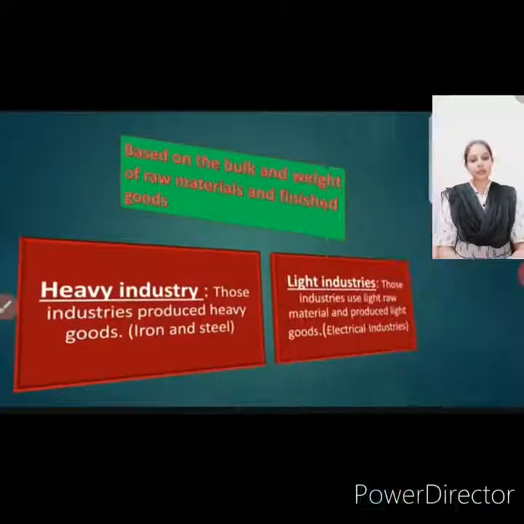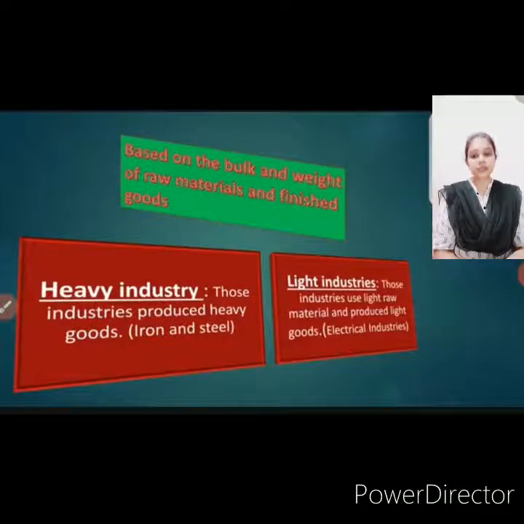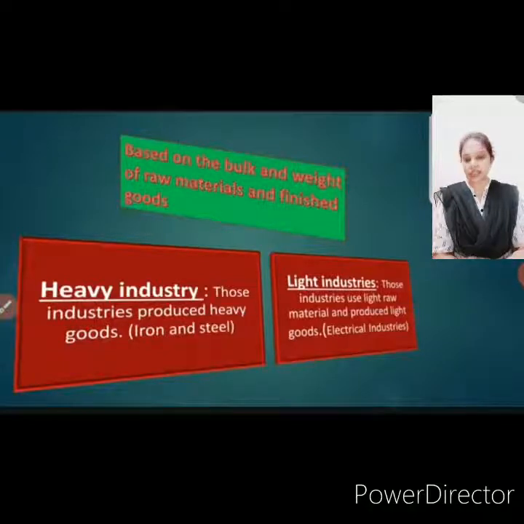Now the last one is the basis of the bulk and weight of raw material and finished goods. They are heavy industries and light industries. Heavy industries such as iron and steel industries, automobile industries, shipbuilding industries are considered as heavy industries. And light industries are those that use light raw materials and produce light goods, such as electrical goods industries, utensil industries, plastic goods industries. They all are light industries in short.